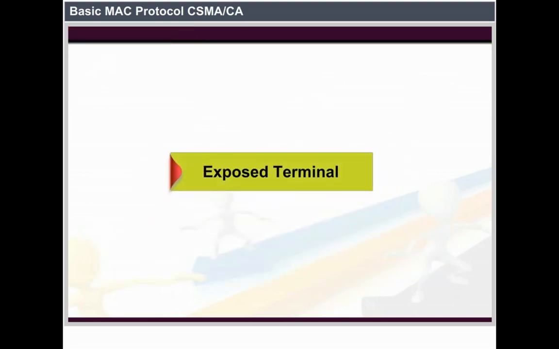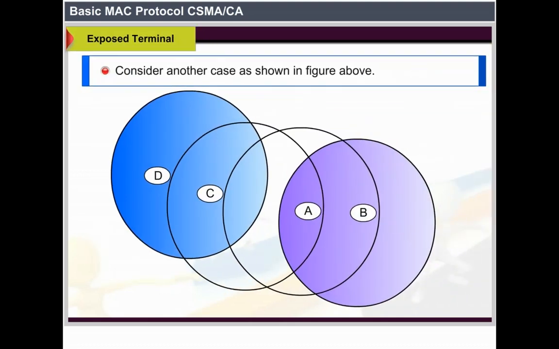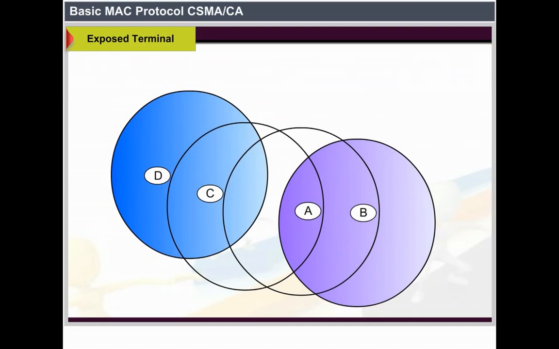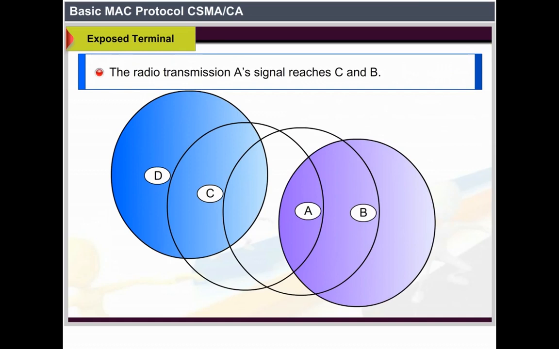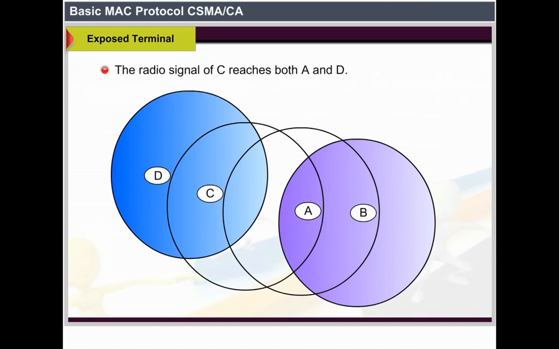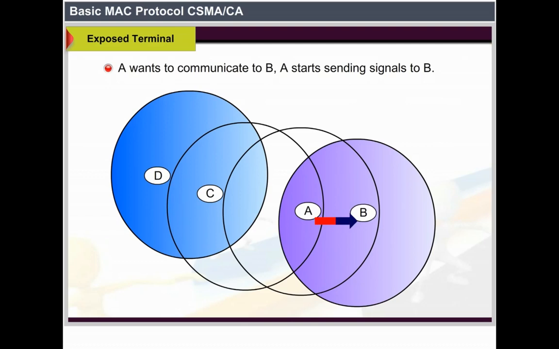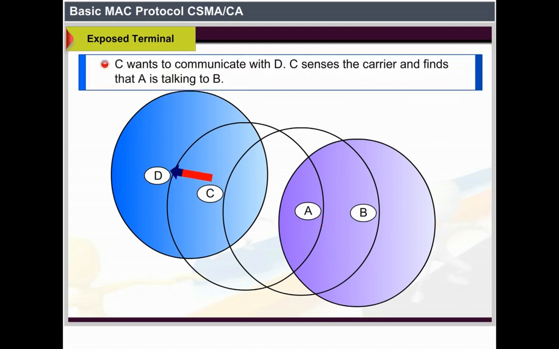Exposed terminal. Consider another case as shown in the figure above. The radio transmission signal of A reaches C and B. The radio signal of C reaches both A and D. A wants to communicate to B. A starts sending signals to B. C wants to communicate with D.